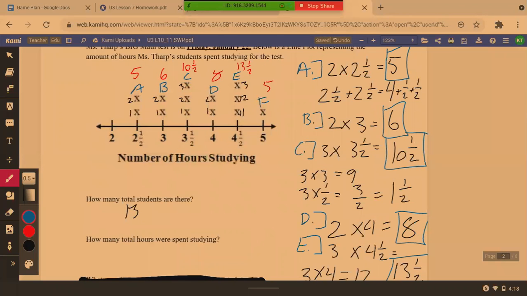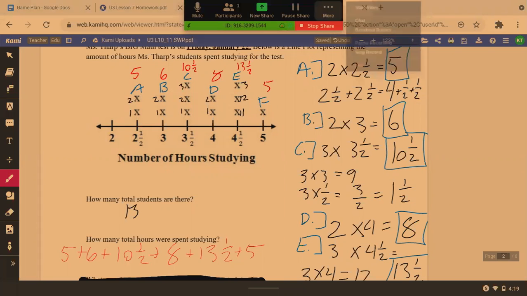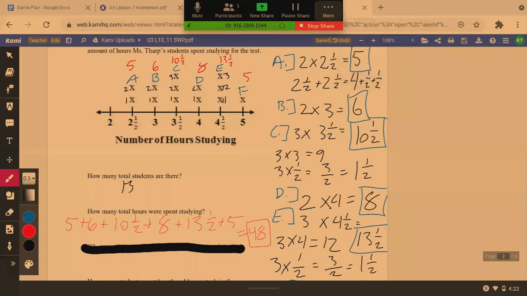So let's write these down. 5 plus 6 plus 10.5 plus 8 plus 13.5 plus 5. All right, let's go ahead and write those down. So when we add up each category total, we get 48 hours. That was the total amount studied for the entire class. So the 13 students in the class as a whole spent 48 hours studying.